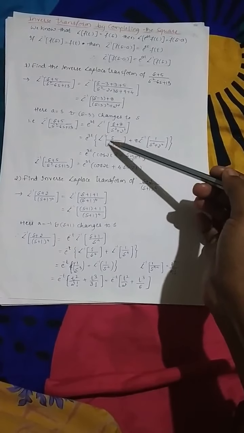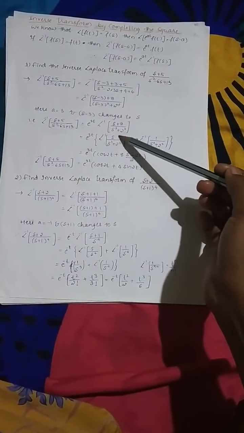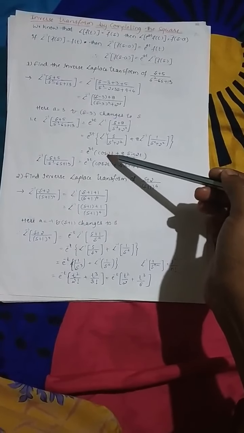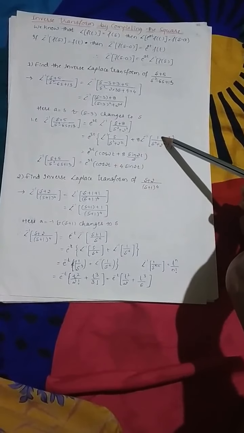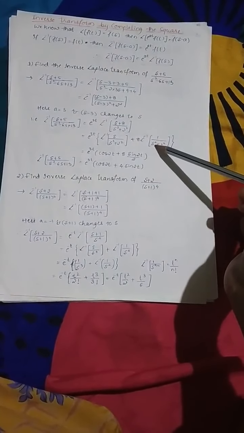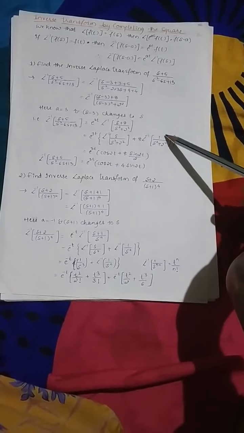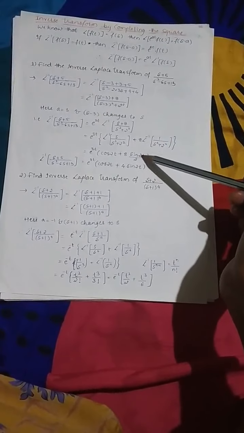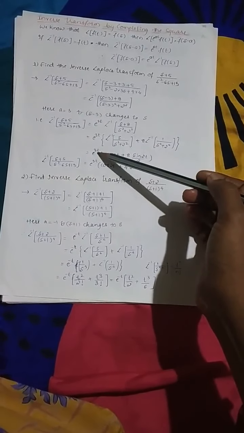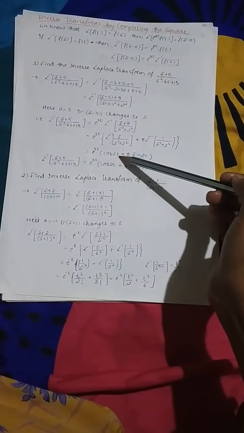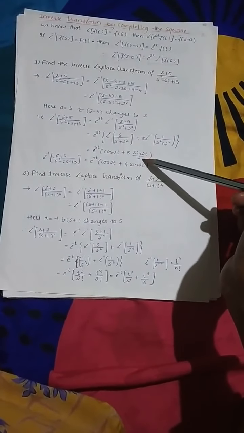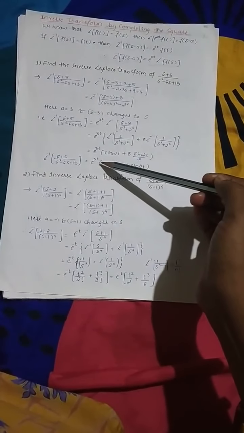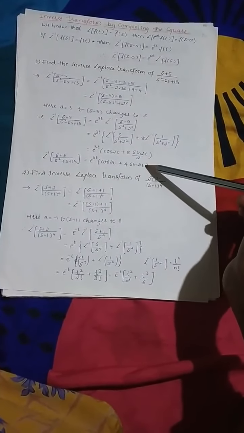Now it looks like s upon s square plus a square. Inverse Laplace of s upon s square plus a square is cos at. In this term a is 2, therefore it is cos 2t plus 8 into, this looks like 1 upon s square plus a square. Inverse Laplace of 1 upon s square plus a square is sin at upon a. That is sin 2t upon 2. Therefore, here we have obtained e raised to 3t into bracket cos 2t plus 8 sin 2t upon 2. Next, 8 by 2 we are getting 4. That is e raised to 3t into cos 2t plus 4 sin 2t.